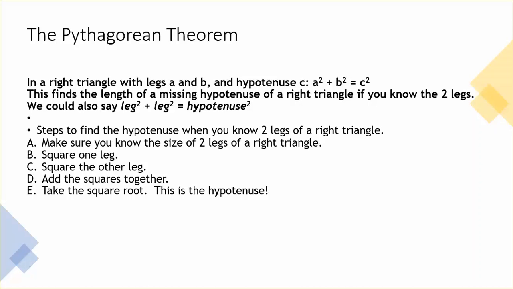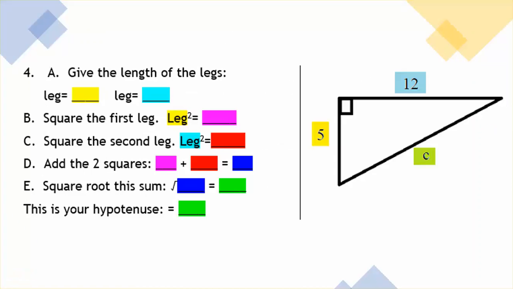So before we do the Pythagorean theorem, we're going to make sure it's a right triangle. And for these steps, we know two legs. We're going to square one leg. Remember, squaring means multiplying by itself. We're going to square the other leg, add them together, and take the square root. So to help set this up step by step, I've color-coded the worksheets. So again, it's really important that we just go through each step and take our time.